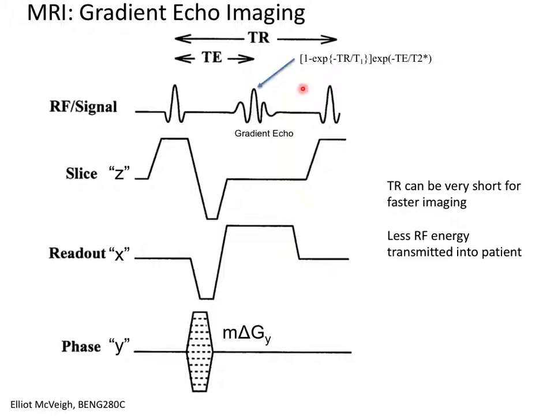For everything, if you don't have any kind of steady state issues, like when TR is long enough, basically the signal goes like T1 recovery times the exponential decay of that free induction decay, or the gradient echo. So that's a very simple contrast mechanism right there. As TR gets really short, this equation breaks down. It doesn't hold anymore. We'll see that in a second.